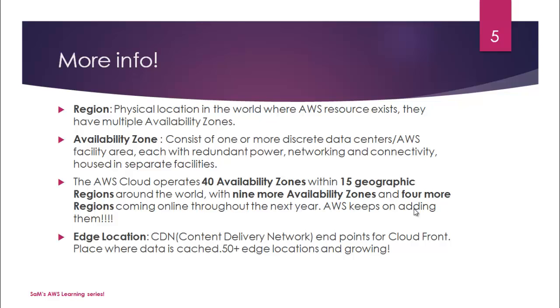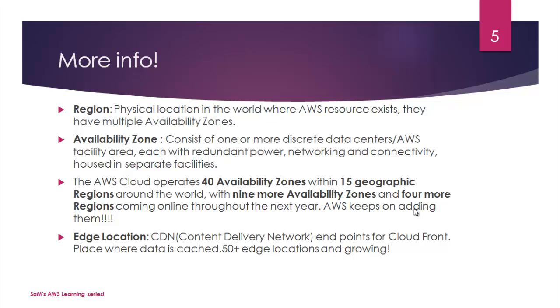Region means it's a physical location on earth where the AWS service offerings are available, the dedicated place. As of today, they have 40 availability zones within 15 geographic regions around the world, with 9 more availability zones and 4 more regions coming online throughout the next year. These guys, AWS, keep on adding new availability zones and new geographical locations.